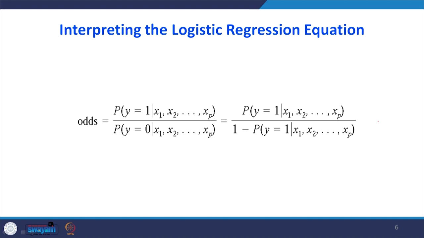Now, we will go for interpreting the logistic regression equation. For that, there is a close connection with odds. What is odds? It is the probability of success divided by the probability of not getting success. So, generally the odds is p divided by 1 minus p. Probability of y equal to 1 is the success, probability of y equal to 0 is not success. So, probability of y equal to 1, given the different independent variables, is the numerator p. And 1 minus p is the denominator. This function is called the odds function.